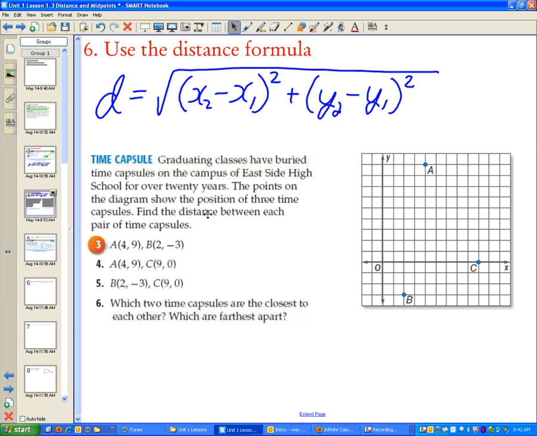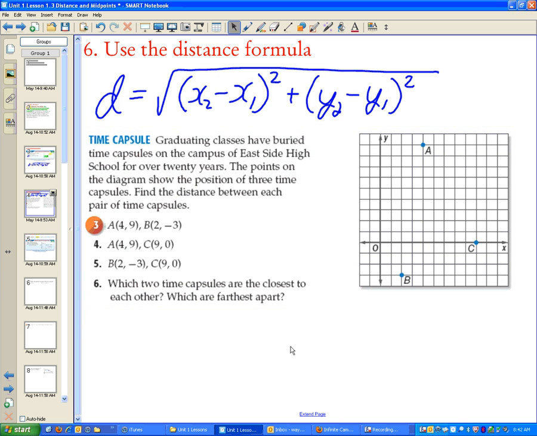All right. So now that we know what the distance formula is, we're going to use it. So this is from your assignment on page 30. Let's do these 4 problems together. Write them down.